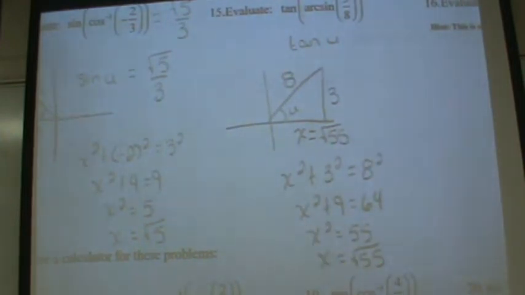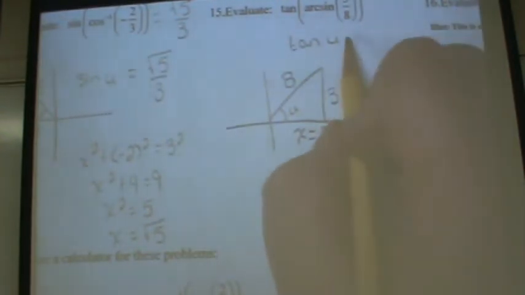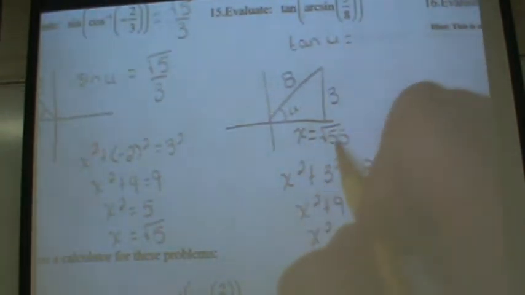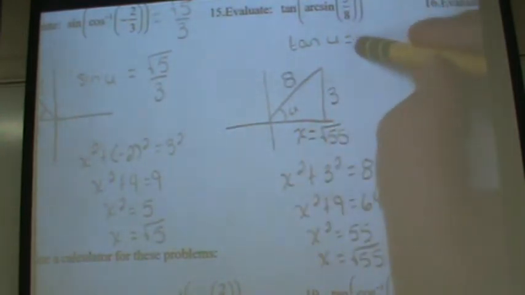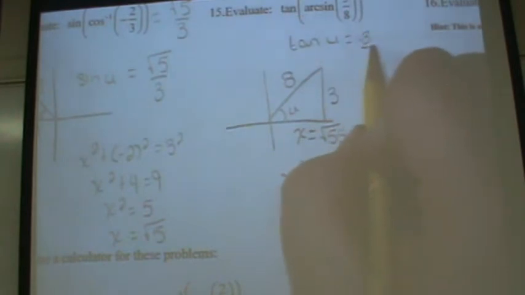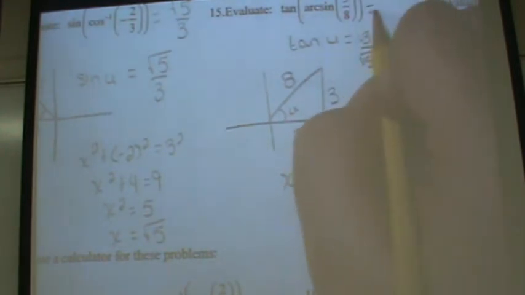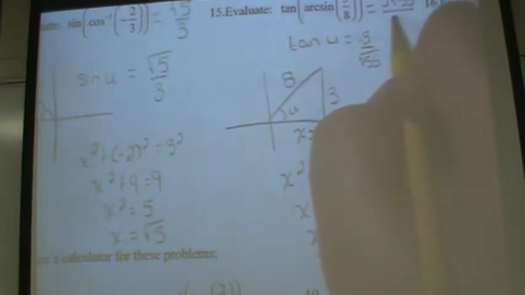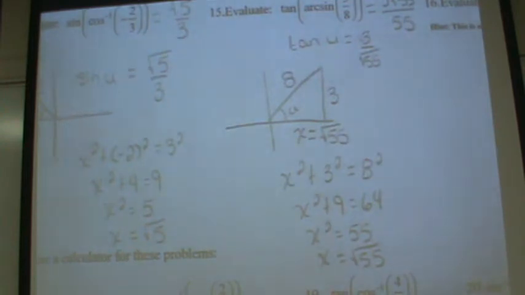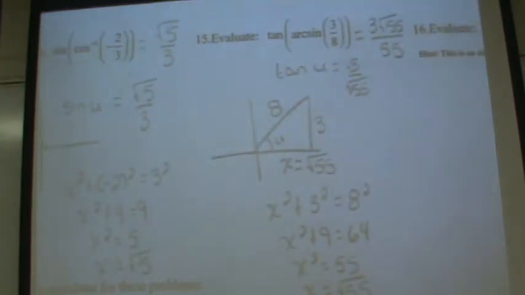So what is the tangent now of that angle? 3 squared is 9, and 64 minus 9 is 55. So it's opposite over adjacent, so it would be 3 over root 55, but we rationalize. So you're going to end up with 3 root 55 over 55. Is everybody okay with those two?